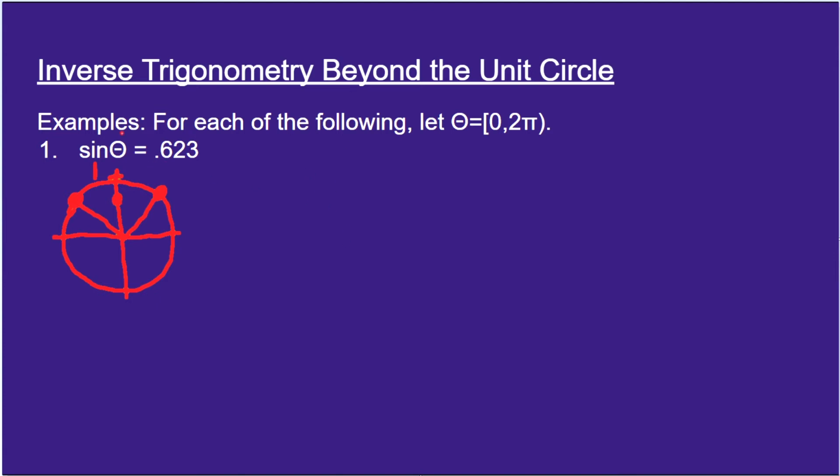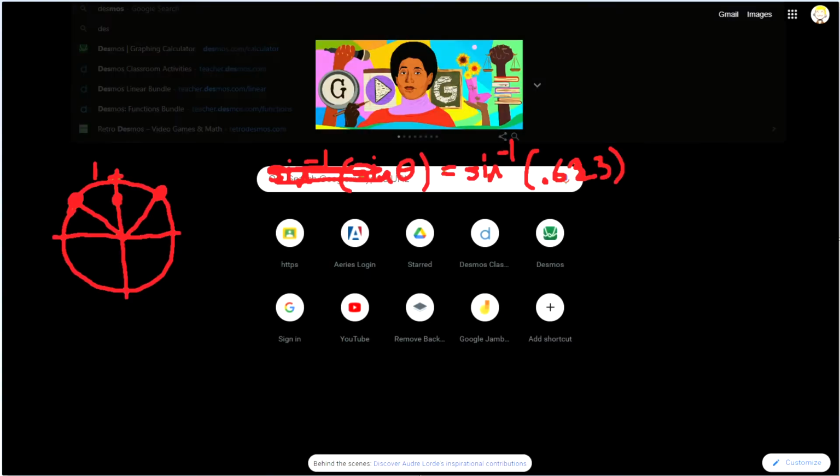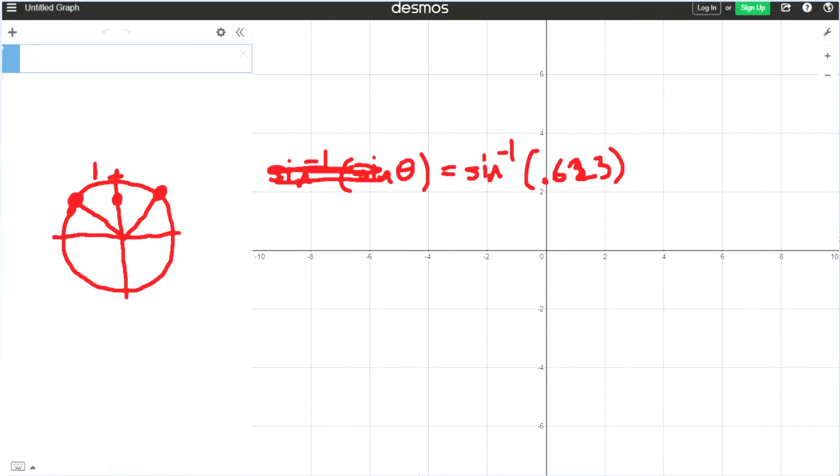So to do it, we're going to use our calculator. If I do an inverse sine on both sides of my equation, of 0.623, what will happen is that the sine inverse and the sine will cancel each other out. And I'm left with just theta. So I get theta is the inverse sine of 0.623. Let's do this on our calculator. So I'm going to pull up desmos.com. And I want to pull out my calculator. You'll have to forgive the fact that these things are still there. But so we have sine inverse of 0.623.